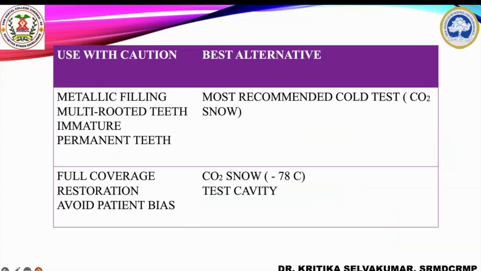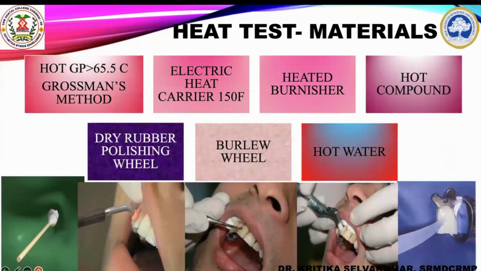So cold test is the most recommended test in cases of teeth with metal fillings, multi-rooted teeth, immature permanent teeth, and in teeth with full coverage restoration or crowns. And the go-to material in the cold test that needs to be employed in such scenarios is the carbon dioxide snow with a temperature of minus 78 degrees Celsius.